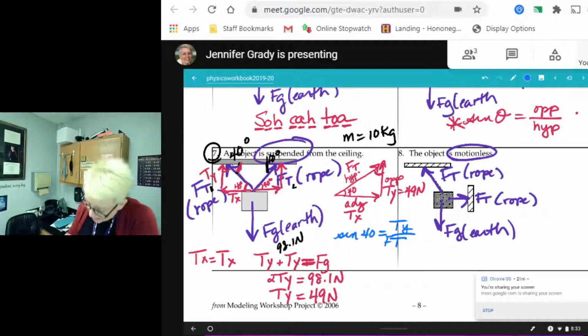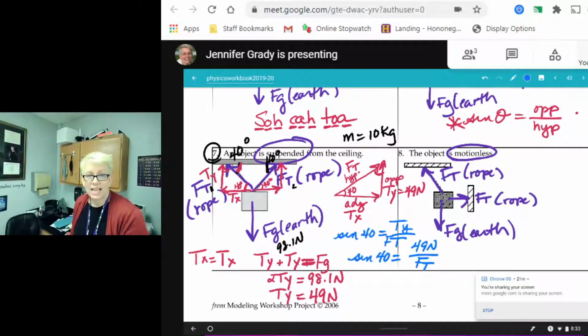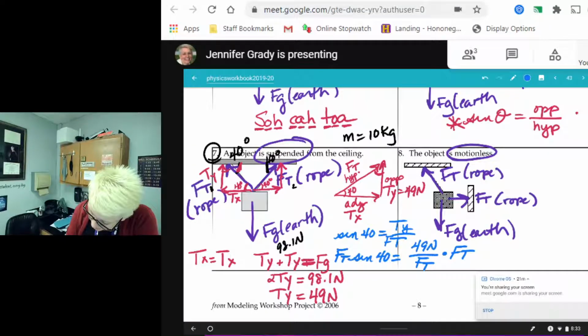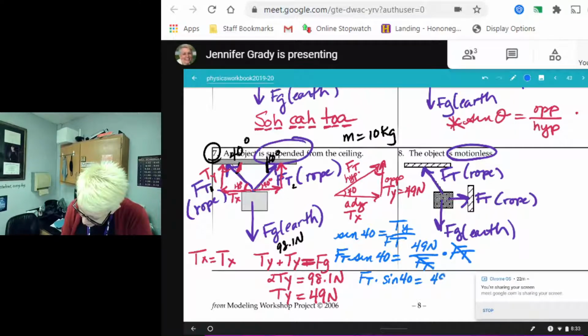So I've got those. Now, I need to get rid of the bottom of this fraction, right? Because what's going to happen is I'm going to write this in. I'm going to say 49 newtons over FT. Math mistake, every time practically. Good Lord, take the fraction apart because the fractions are what mess you up. All right, I want to get rid of FT in the bottom. What do we do? We multiply both sides by FT. This is starting to sound suspiciously like math class, and you would be right because we're doing the exact same thing. So FT times the sine of 40 degrees equals 49 newtons.